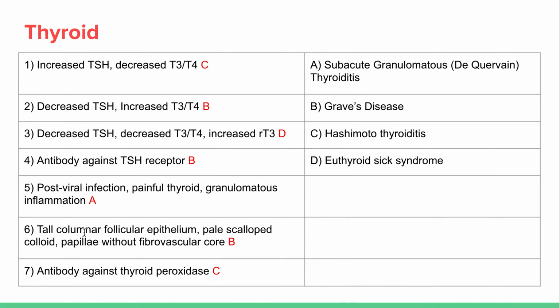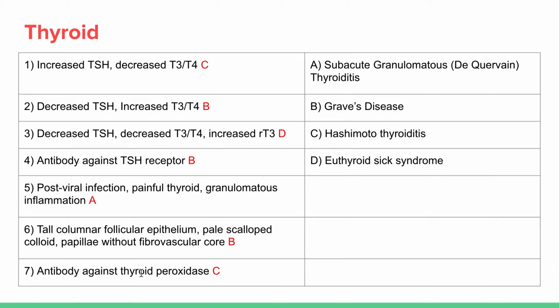6, you have tall columnar follicular epithelium, so very tall cells, pale scalloped colloid, papillae with fibrovascular cores. So this is your B, Graves' disease. When you have very tall cells, they get really tall because they're constantly making a lot of T3, T4. In Hashimoto's, what you're going to see is flat cells. So instead of them getting taller, they actually get more flat because they're not making enough T3, T4.